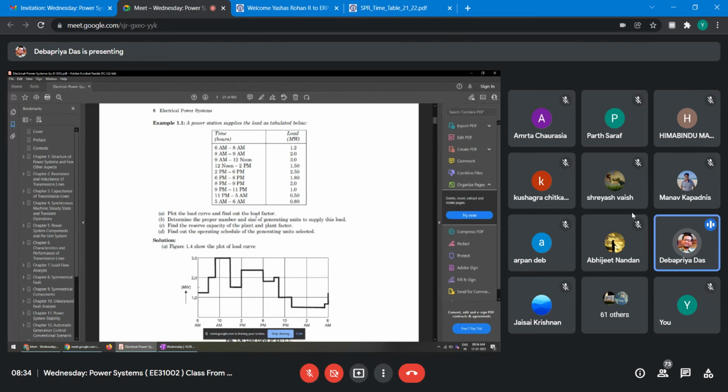First, you have to plot the load curve. The data are given: 6 to 8 a.m., 1.2 megawatt. You draw a staircase. Don't draw a continuous plot. You draw a staircase.